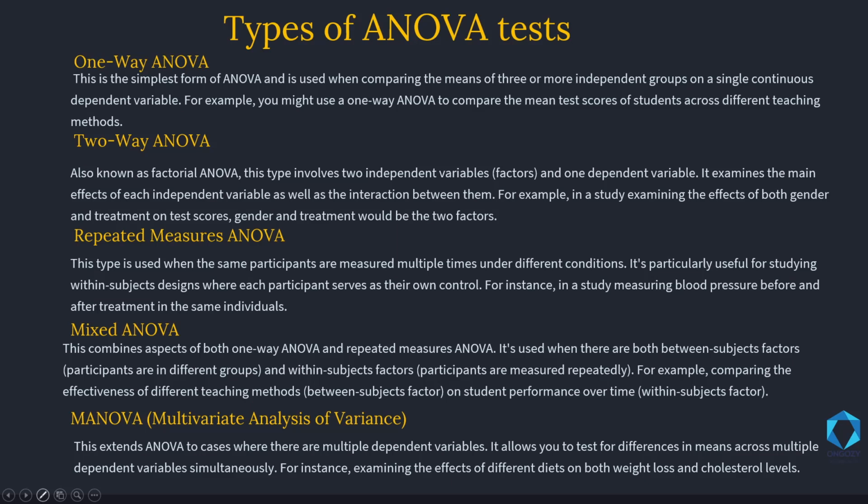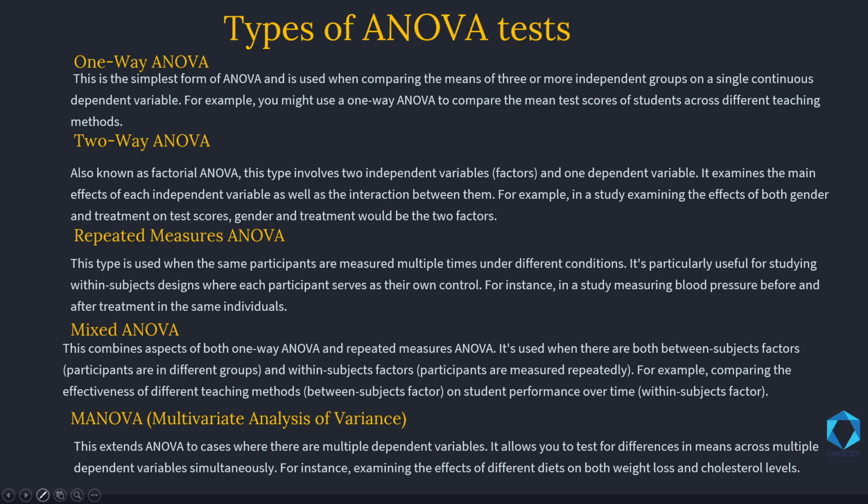Then there is the repeated measures ANOVA. This type is used when the same participants are measured multiple times under different conditions. It's particularly useful for studying within-subjects designs where each participant serves as their own control. For instance, in a study measuring blood pressure before and after treatment in the same individuals.